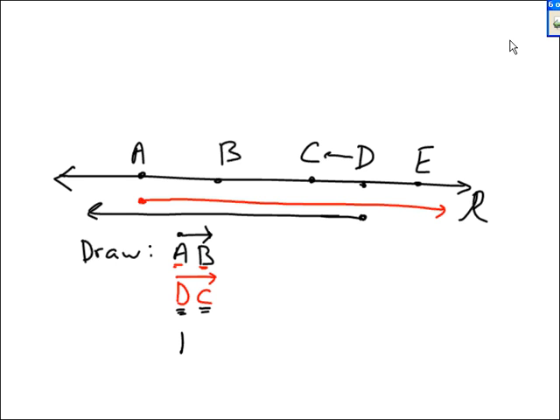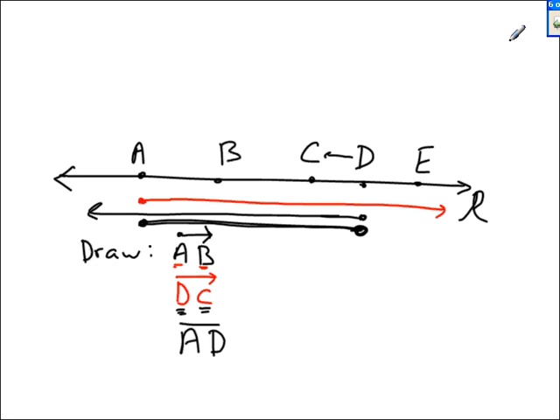If you were asked to draw line segment AD, you start at A and you go to D. Or, if you preferred, you start at D and you go to A. Either way, you get the same.